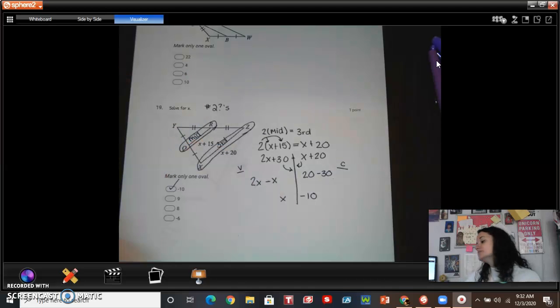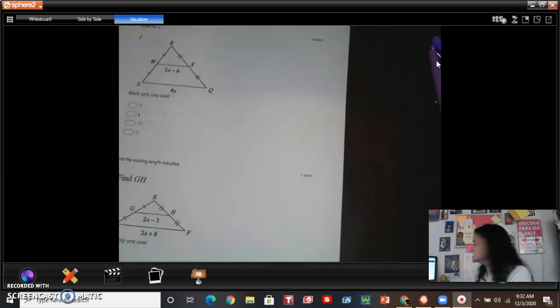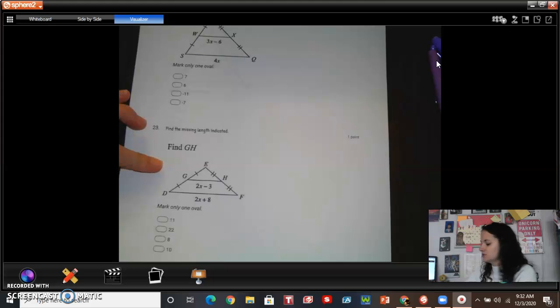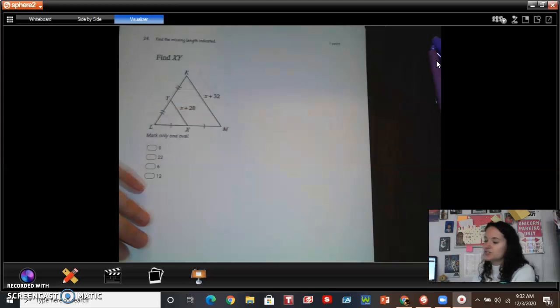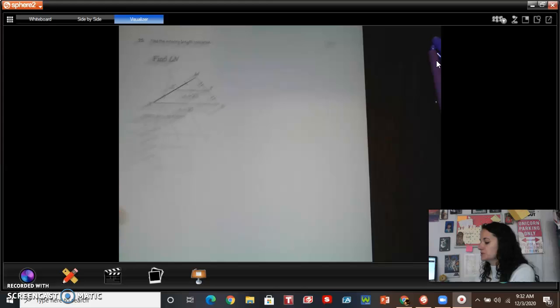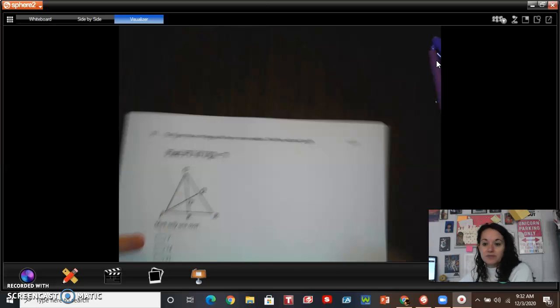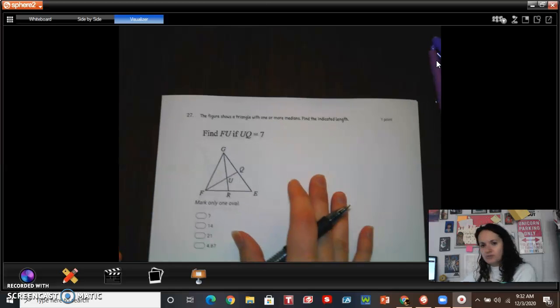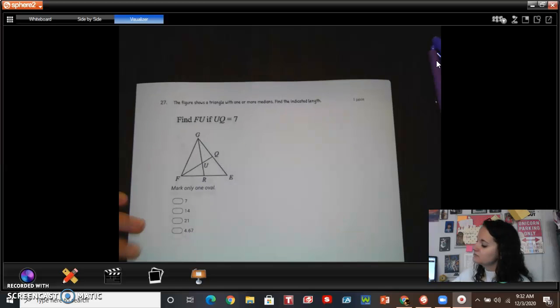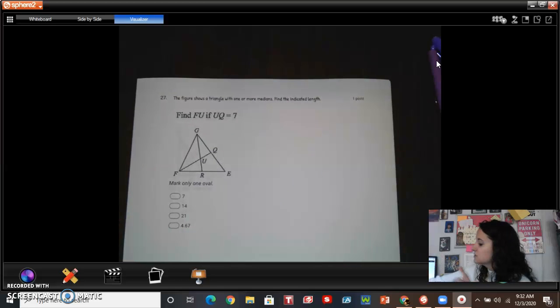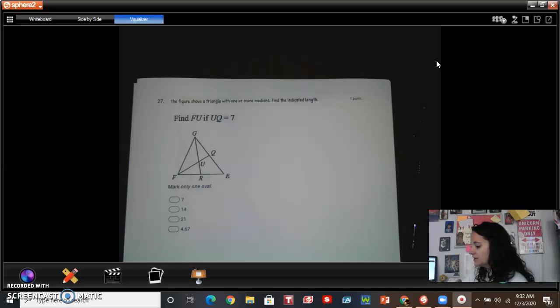Alright, questions like this though. These are the ones when we're dealing with our medians. So we have 3 formulas we work with. We have parts of it. See if we can find all of them. So we're dealing with F to U, Q to U. Alright, so F is a vertex, U is a centroid, okay, and Q is a midpoint. So those are the parts of that, and of course the entire thing is considered a median.